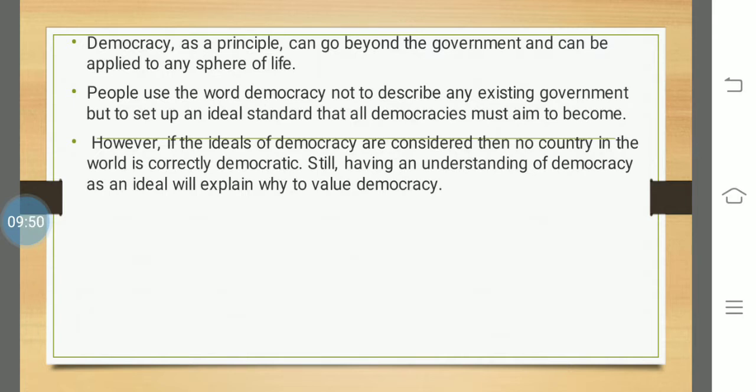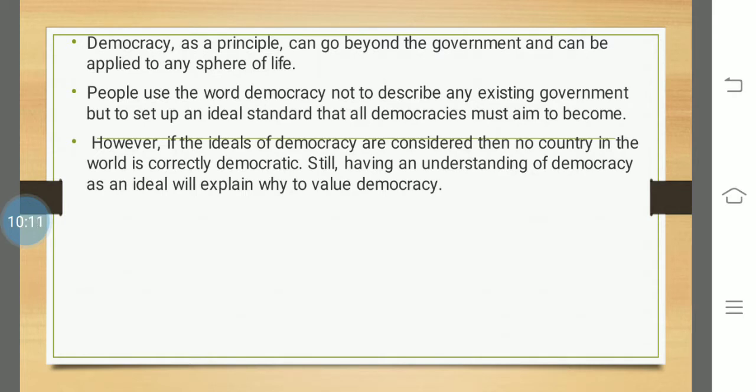Okay, and if we take this word seriously, if we see the ideal democracy, then no country in the world is a democracy, all right? Yet, an understanding of democracy reminds us of the values which we must incorporate, okay?